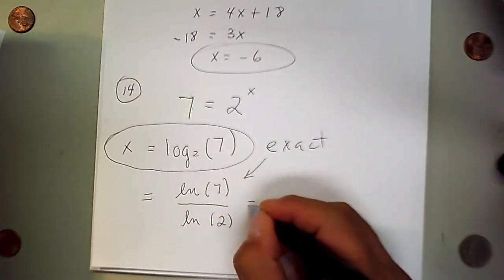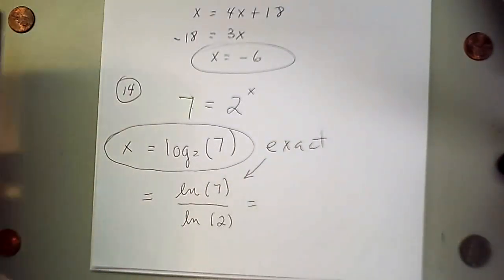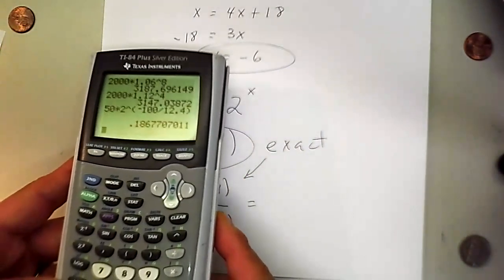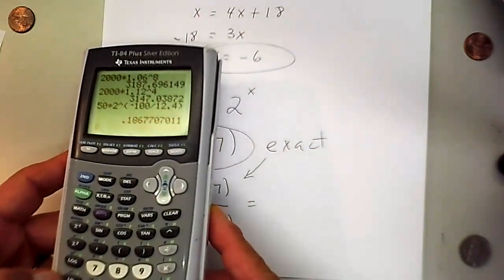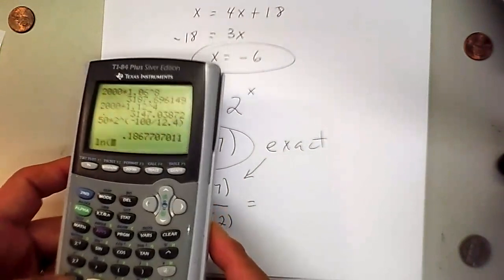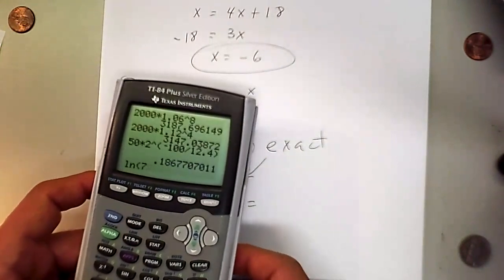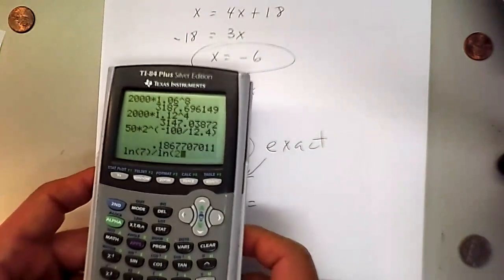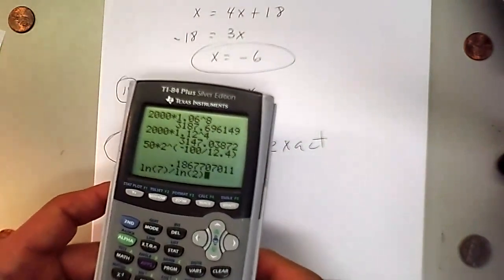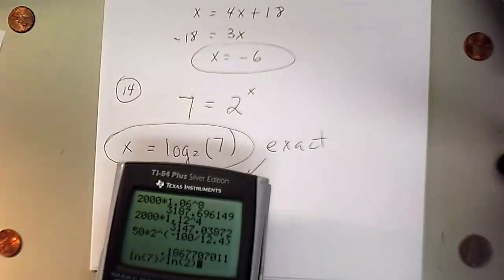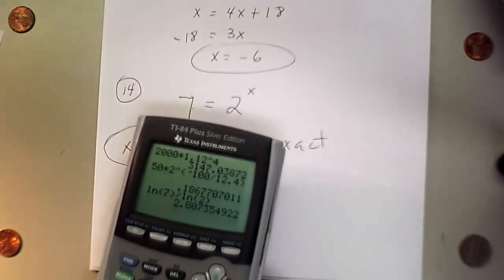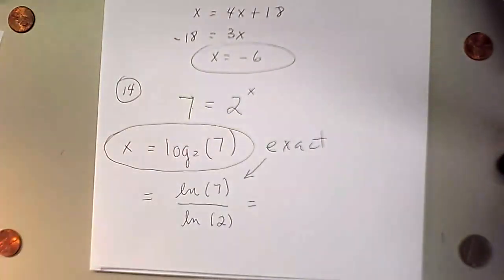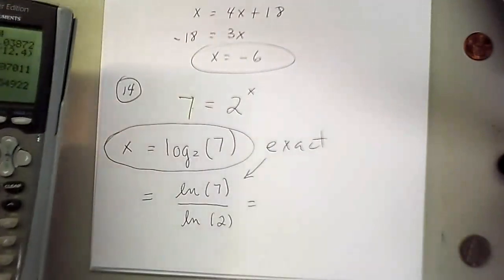Yep, I'm just double checking in my head. Yep, natural logarithm of 7. So we do natural logarithm of 7, close the parenthesis, divide by natural logarithm of 2, close parenthesis, and we have an answer. Let me see it a little more closely. Yeah, about 2.8. So there's the answer, about 2.8.